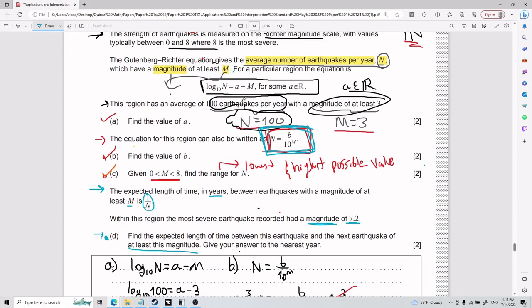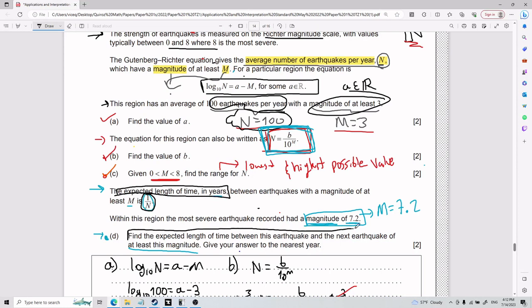There's a lot of talk about at least this, at least this, at least this what? At least this magnitude. And which magnitude are we talking about? We're talking about 7.2. So m is going to be 7.2. That's my first hint. The second hint is that once I'm able to plug in 1 over n, I will find the expected length of time in years, which is basically part D. So once I find this n, I'm good to go.